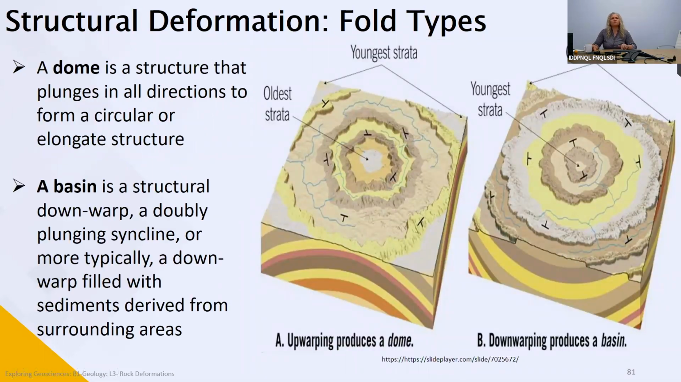Other types of folds would be domes and basins. So domes and basins are the opposite of one another. The dome is a structure that plunges in all directions to form a circular or elongated structure in the form of a mountain. So the top would be here, would be the oldest strata, and the beds around would dip away from the center. The basin is the opposite. The youngest strata is in the center, and if you're going towards the outer portion of the basin, the walls of the basin would all dip within the center, so completely opposite.